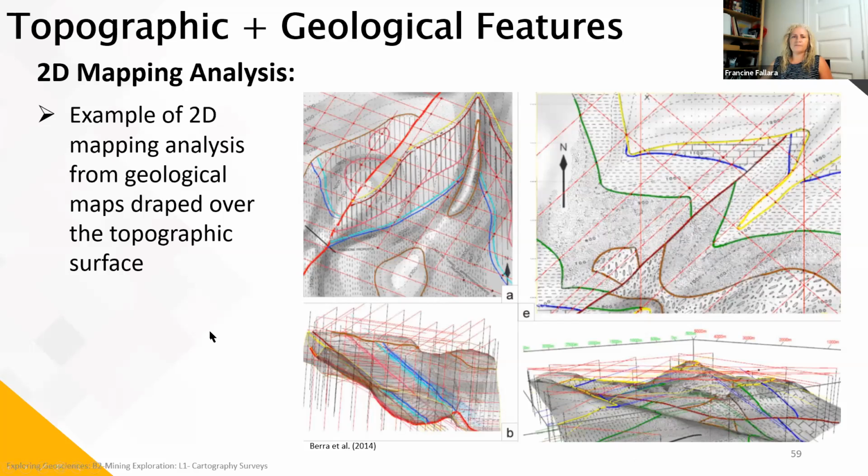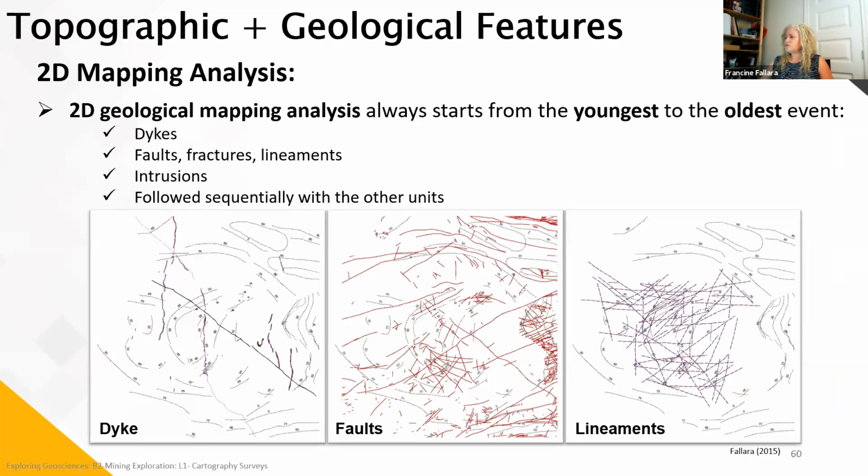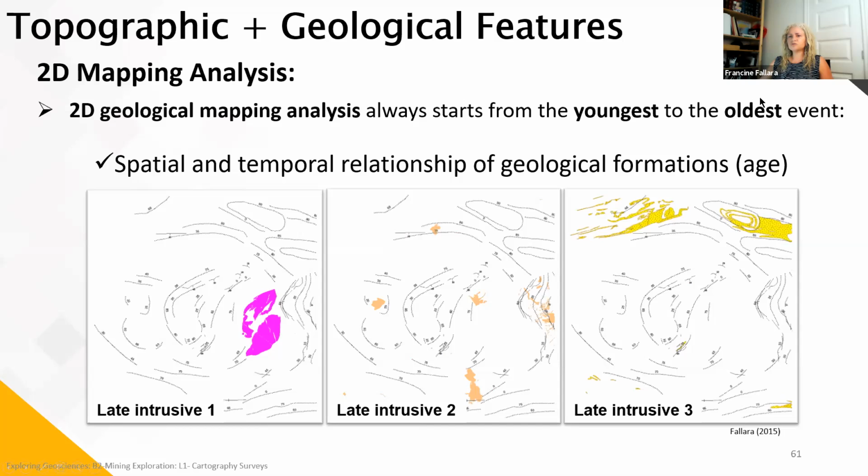So another thing that is important to keep in mind, also for when you will build your legend, is always to know what are your youngest to oldest events, and separate them by type. Here I separated first my youngest to oldest events for everything that has to do with structures, fractures, so dikes, faults, lineaments. Everything that has to do here from youngest to oldest with geological formations, age, so which intrusions were first. So the first one, the second one, the third one, and age.